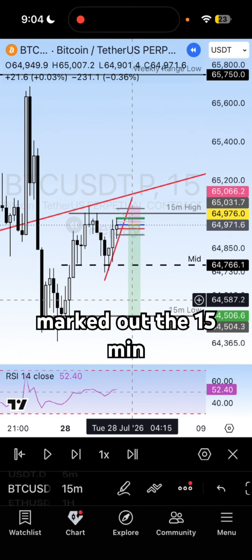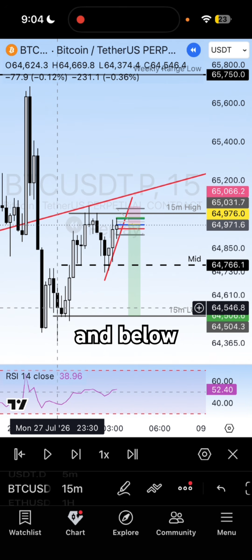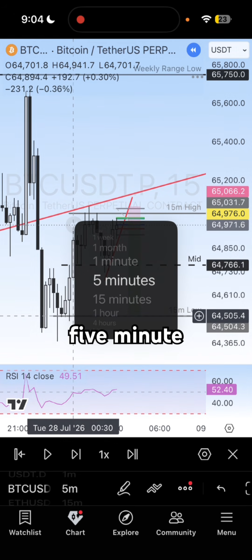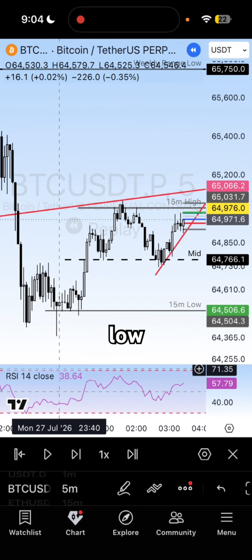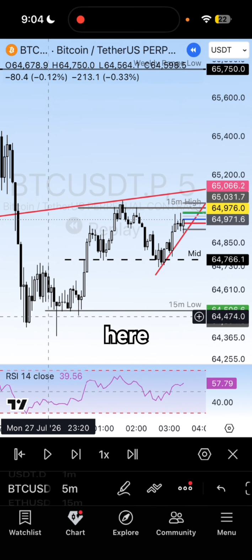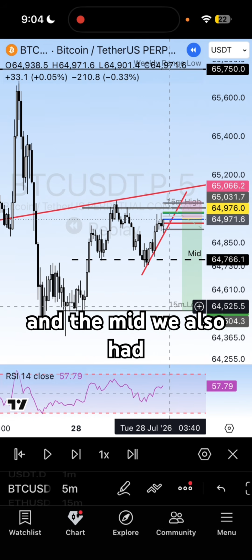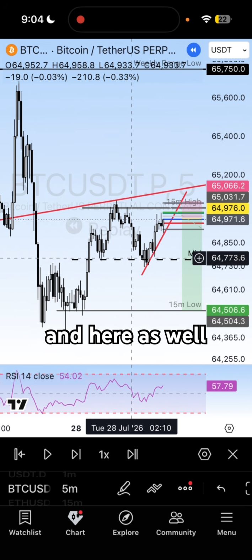So I marked out the 15-minute time frame range high over here, 2 touches, and below here as well. So if you zoom in on the 5-minute, you can see that we had multiple touches even on the range low over here, and the range high as well. In the mid, we also had quite some decent touches over here and here as well.